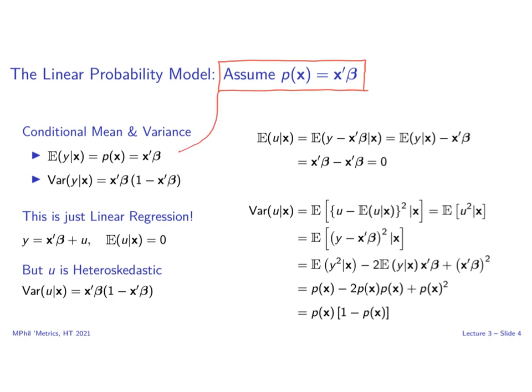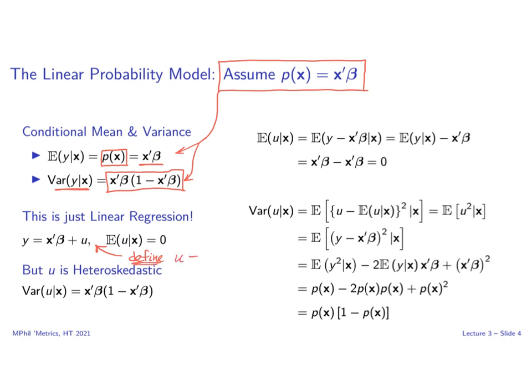Using the result from the previous slide, we know the conditional mean of y given x in a binary outcome model is equal to p of x. Thus, in the linear probability model, this conditional mean is equal to x prime beta. Similarly, using our result for the conditional variance, we find that in the linear probability model, by substituting x prime beta for p of x, the variance of y given x is x prime beta times the quantity 1 minus x prime beta. So why is it that this is just the same thing as linear regression?